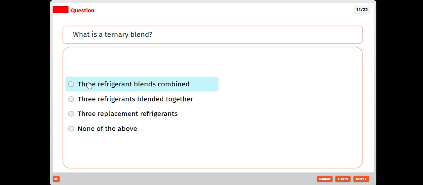What is a ternary blend? Three refrigerants blended together, three replacement refrigerants, or none of the above. Three refrigerants blended together.